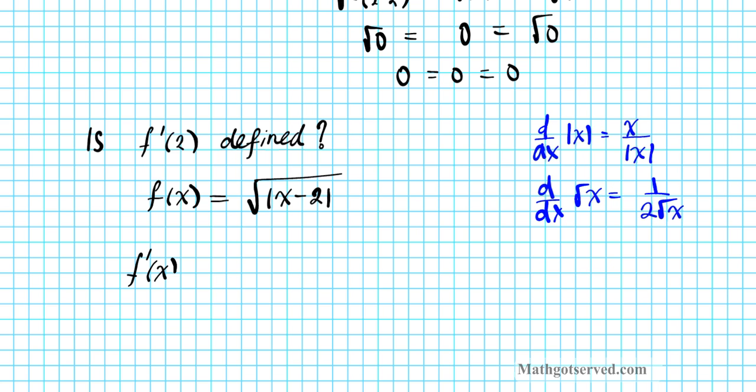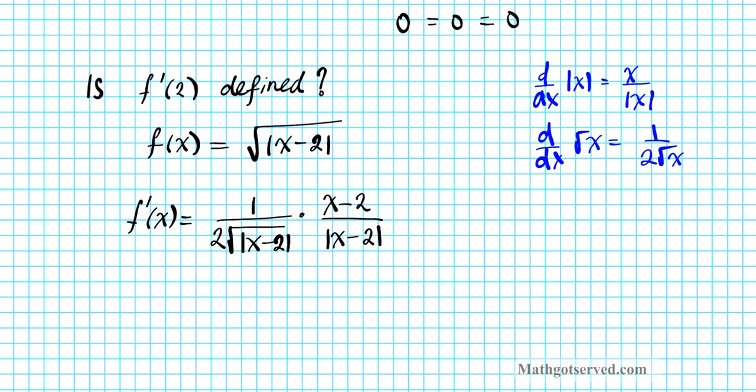So f prime of x, you're going to take the derivative of the outer function, which is 1 over 2 root u, and u is the absolute value of x minus 2, so 1 over 2 root absolute value of x minus 2, times the derivative of the inner function u, the absolute value of x minus 2. Using this formula here, we're going to have x minus 2 divided by the absolute value of x minus 2.